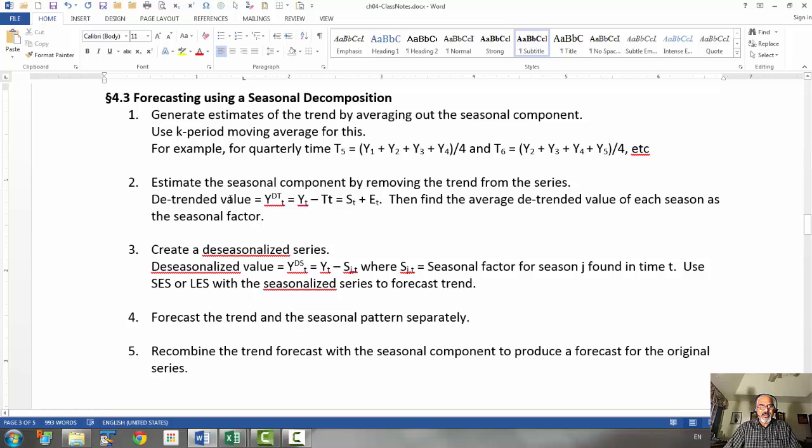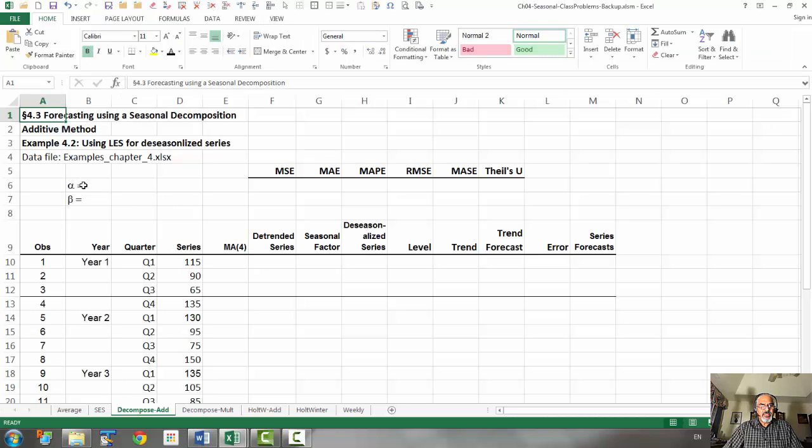Then you detrend. The detrended value, y superscript dt, for a given time period is y sub t minus the trend component that we're going to develop. And then we will proceed through the rest of the steps. Let's look at these two first. Let's go to the Excel file. So we'll get to these in a little bit.